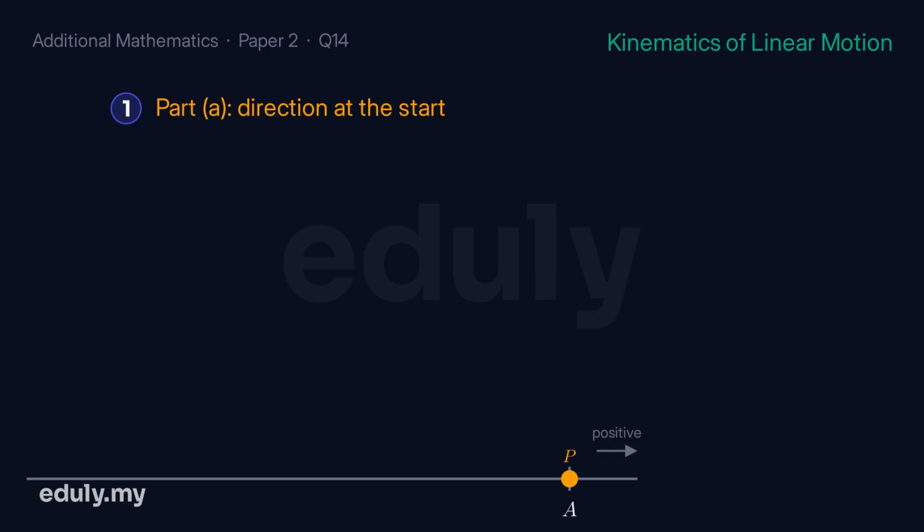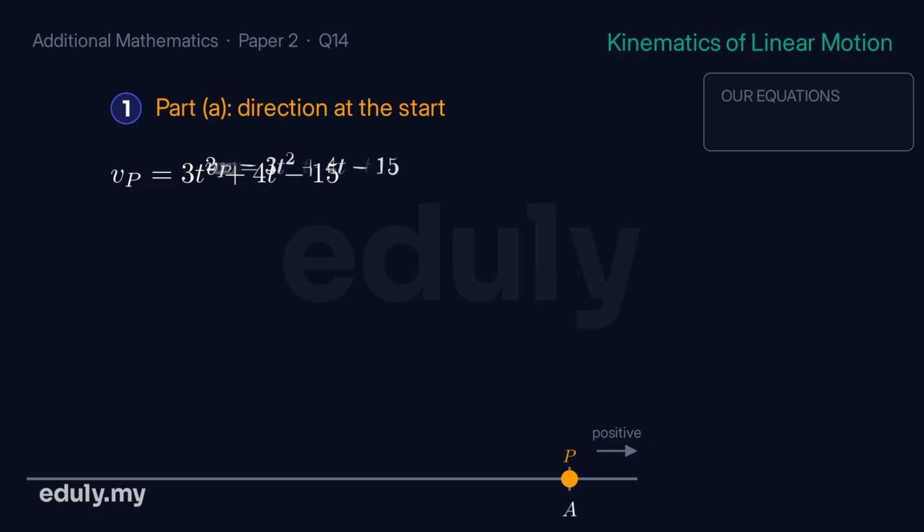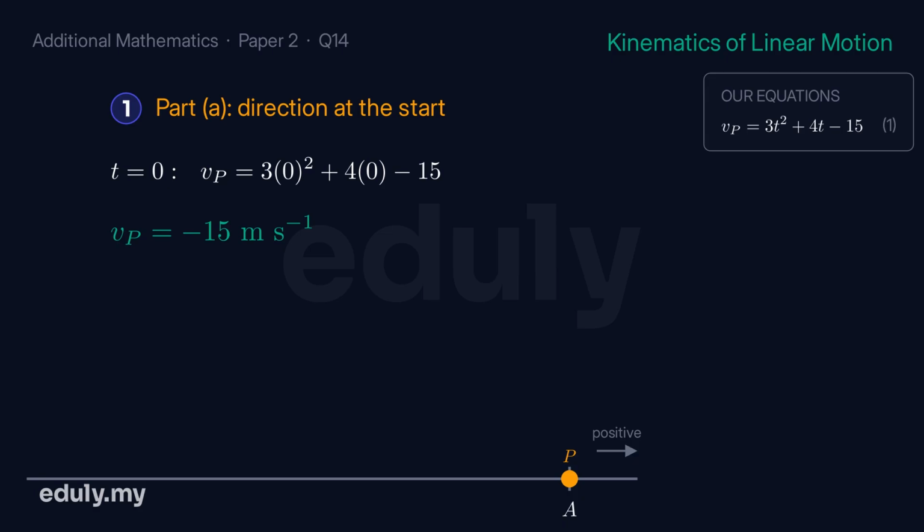Part A. Which way does P move the instant it leaves A? This is the velocity of P. We park it on the right since every part uses it. At the start, time is 0, so we put 0 in for t. The velocity comes out negative. A negative velocity means it heads left, towards B, so B is to the left of A.